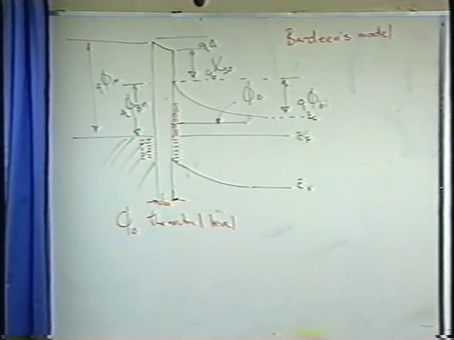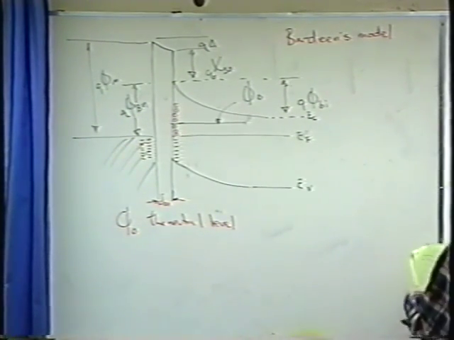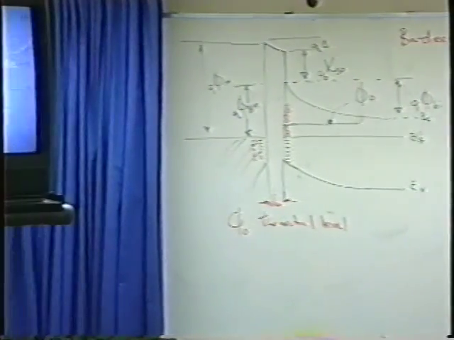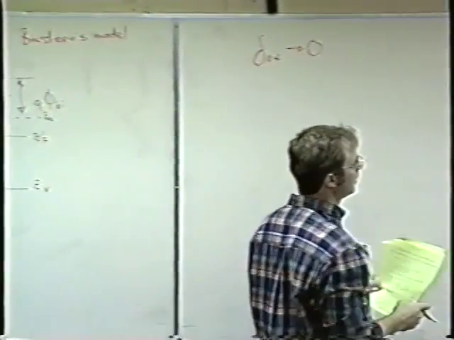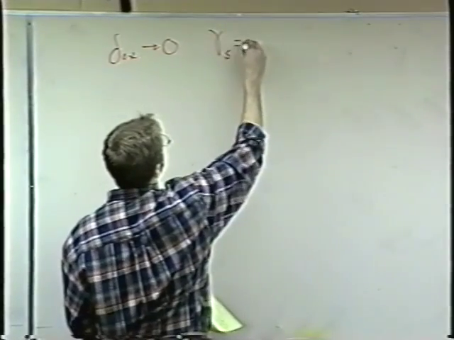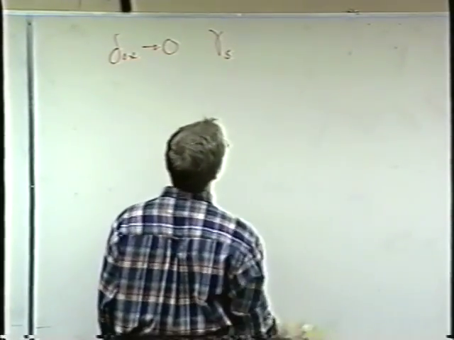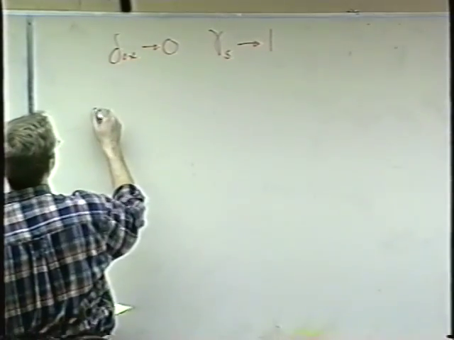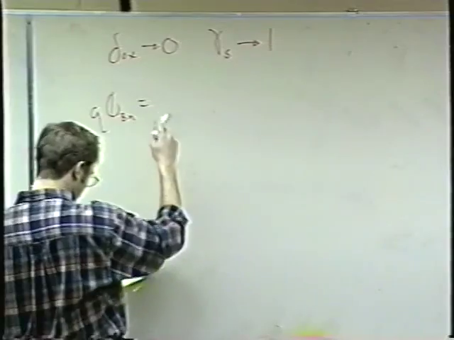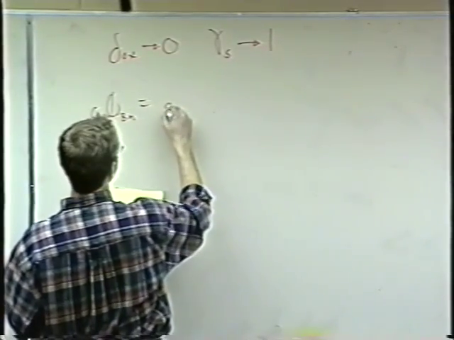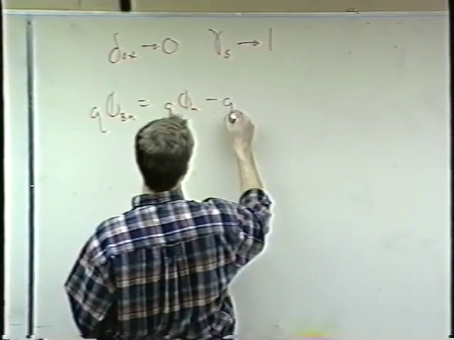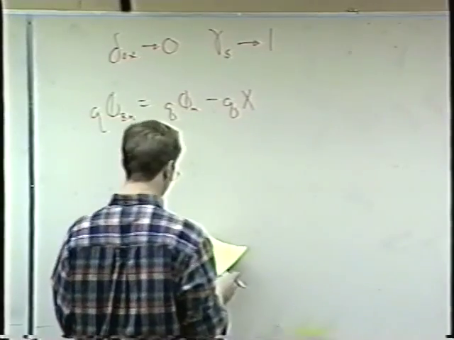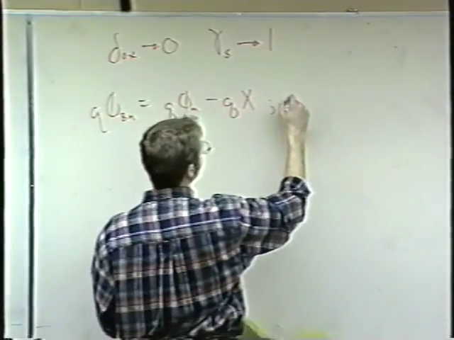Now, we have a couple of thoughts for this. What happens if the oxide thickness goes to 0? Right? Then our gamma S would go to 1. And we get our barrier height is simply equal to our metal work function minus our electron affinity, which is what we'd expect. That's an ideal case.